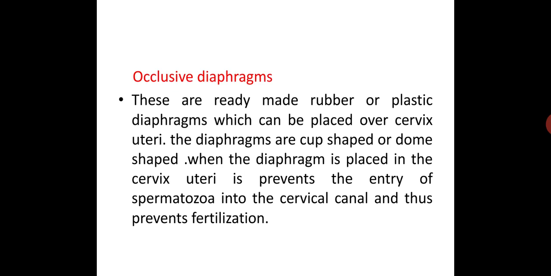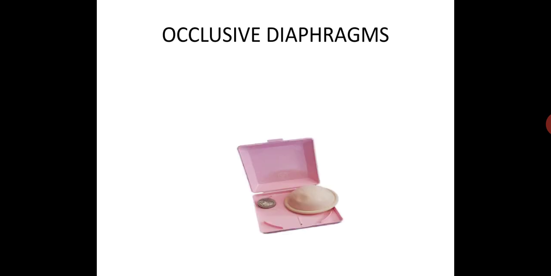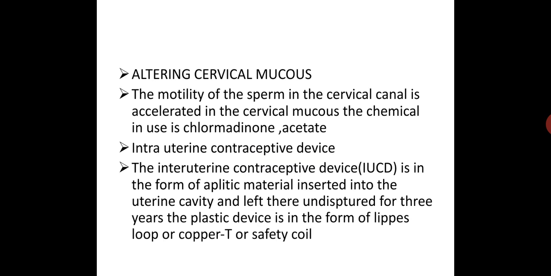Next is the occlusive diaphragm. These are ready-made rubber or plastic diaphragms which can be placed over the cervix uteri. The diaphragms are cup-shaped or dome-shaped. When the diaphragm is placed over the cervix uteri, it prevents the entry of spermatozoa into the cervical canal, and that prevents fertilization. This is the occlusive diaphragm. Altering cervical mucus: the motility of the sperm in the cervical canal is accelerated in the cervical mucus. The chemical used is chloromethane acetate.